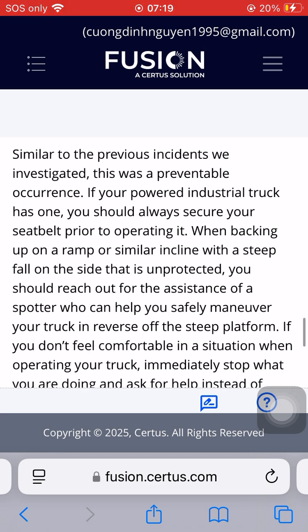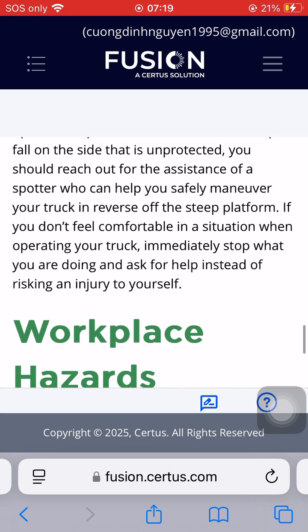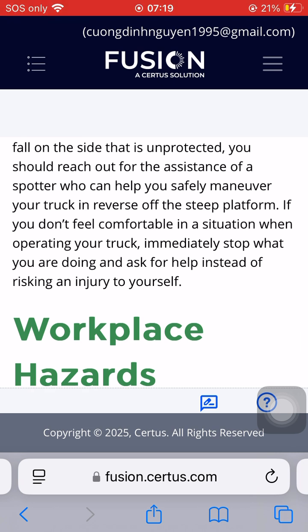Similar to the previous incidents we investigated, this was a preventable occurrence. If your powered industrial truck has one, you should always secure your seatbelt prior to operating it. When backing up on a ramp or similar incline with a steep fall on the side that is unprotected, you should reach out for the assistance of a spotter who can help you safely maneuver your truck in reverse off the steep platform. If you don't feel comfortable in a situation when operating your truck, immediately stop what you are doing and ask for help instead of risking an injury to yourself.